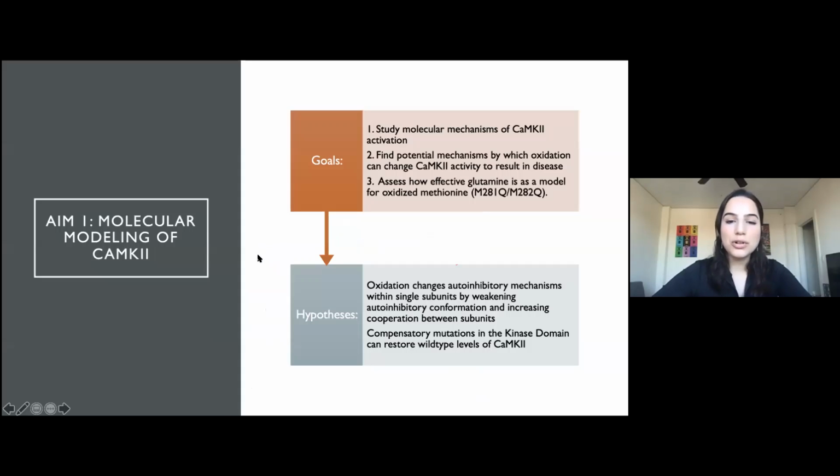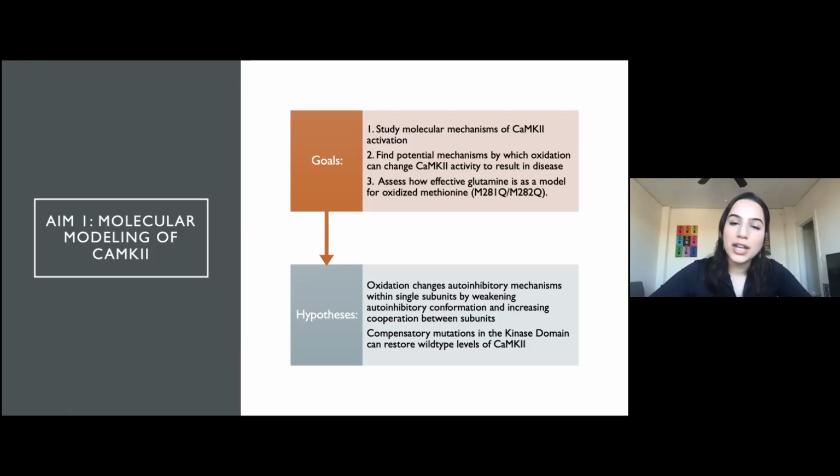So there's three goals, actually, for the research that we're doing that unfortunately was cut short due to COVID-19, as I am sure is the case for a lot of us students. So the first goal was to study the molecular mechanisms of this activation of calmodulin kinase. Then we would find the potential mechanisms by which oxidation specifically can change the activity of CaMKII to result in the diseases we just discussed.